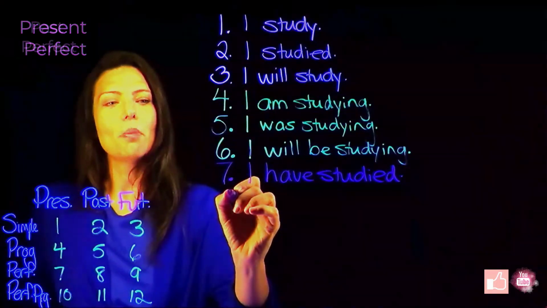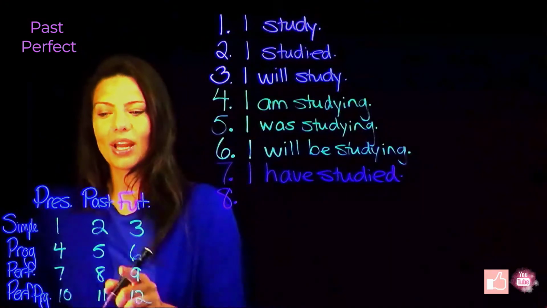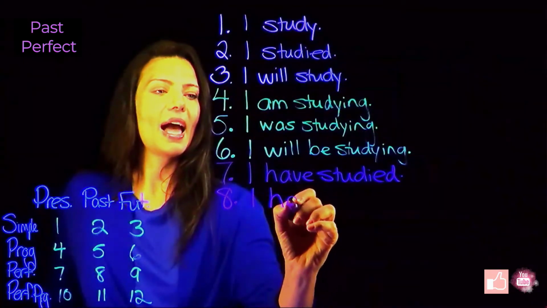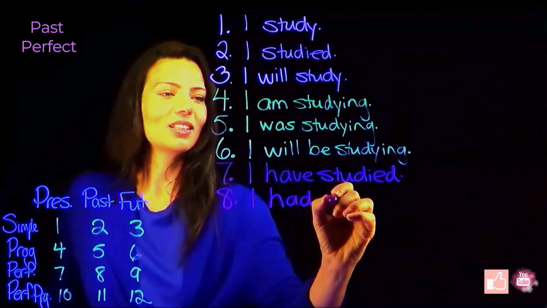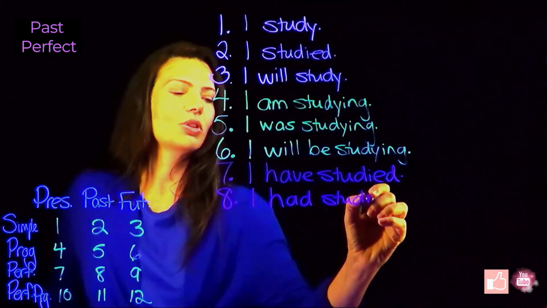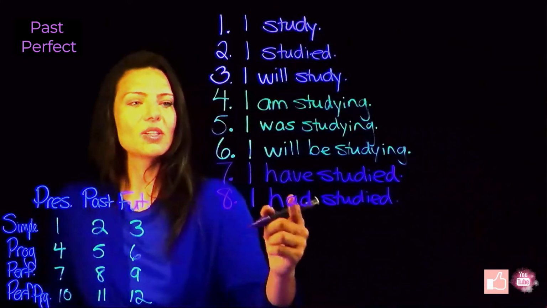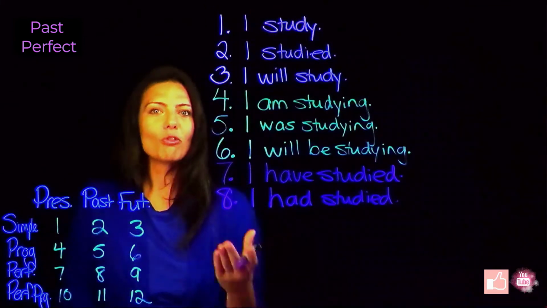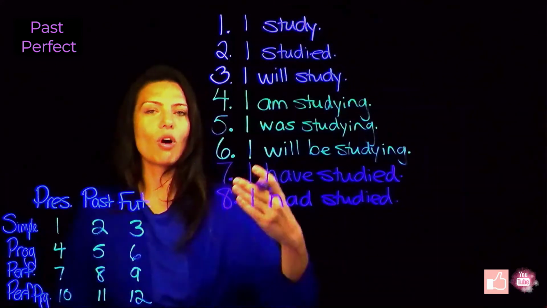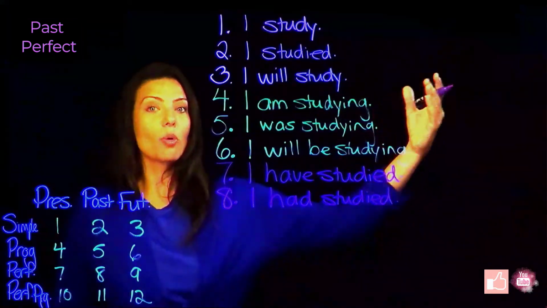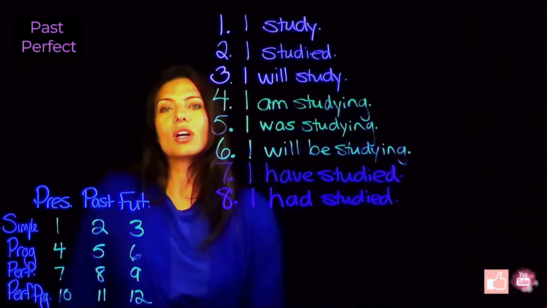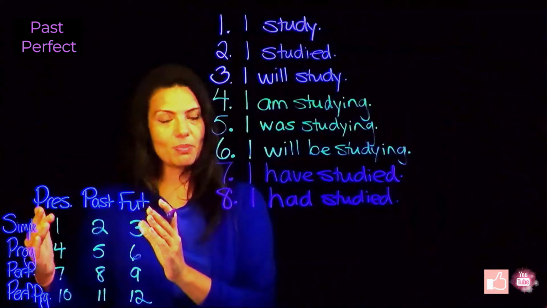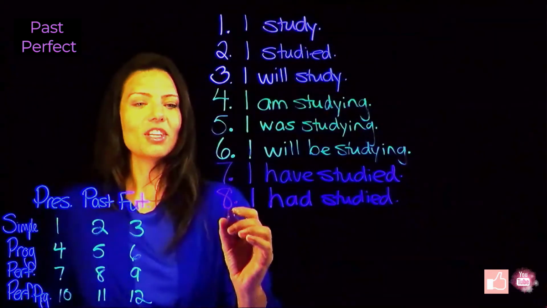Okay, number 8. Number 8 is the past perfect. So I had plus past participle, studied. So the only difference here is we're using had in the past form. So I had studied for 4 years before I went abroad. Okay, so we're always using the past perfect for 2 things that happened in the past. And we'll talk about that in another video.